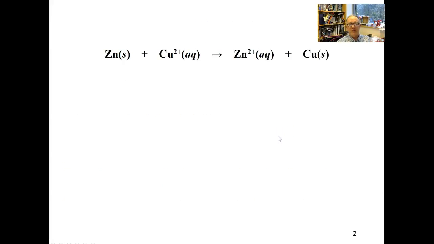So let's look at a reaction. Let's look at zinc solid plus copper 2 plus aqueous react to making zinc 2 plus aqueous plus copper solid. This is going to wind up being an oxidation reduction reaction. And let's figure out how that is.